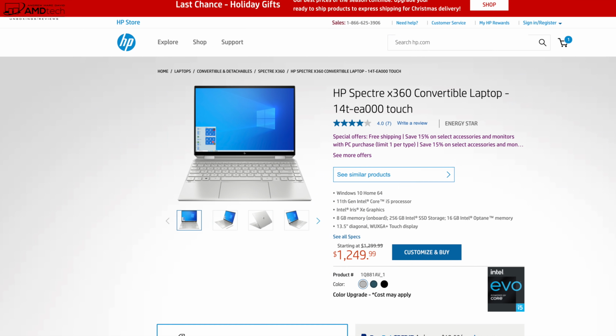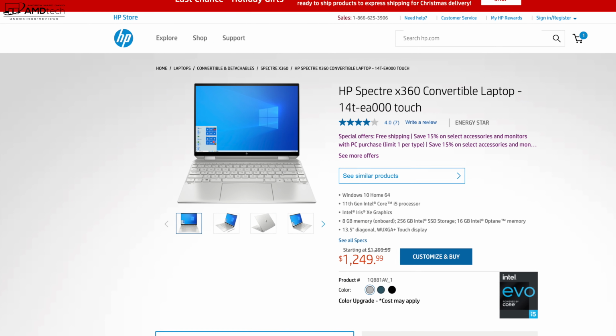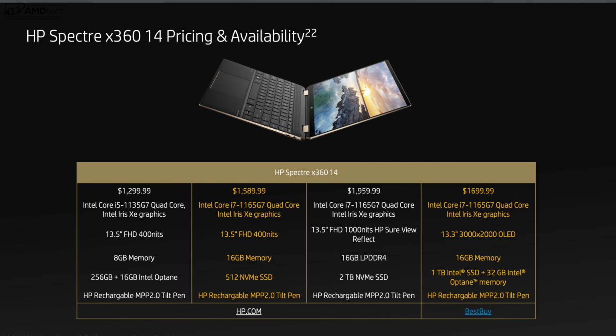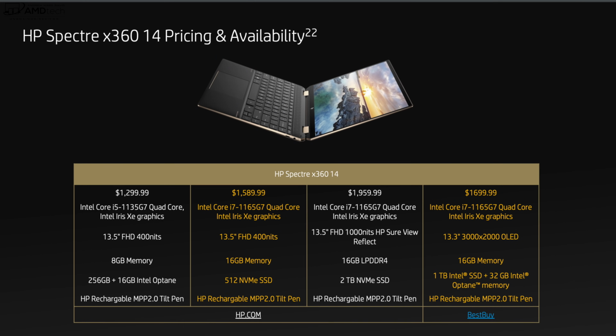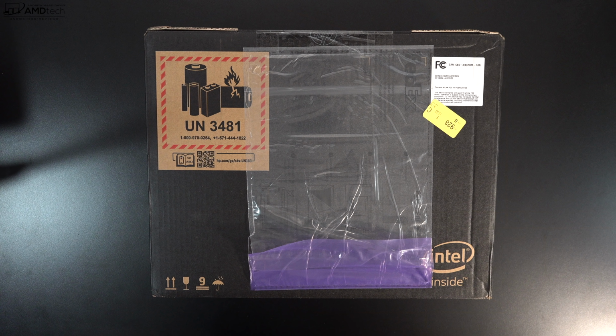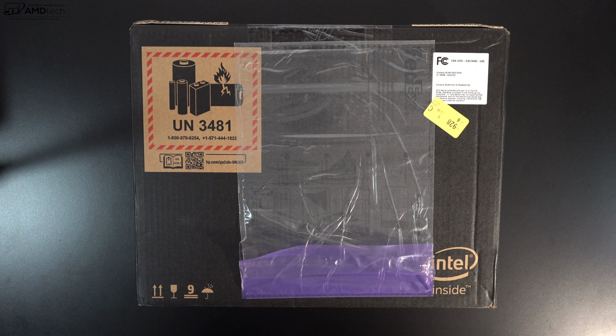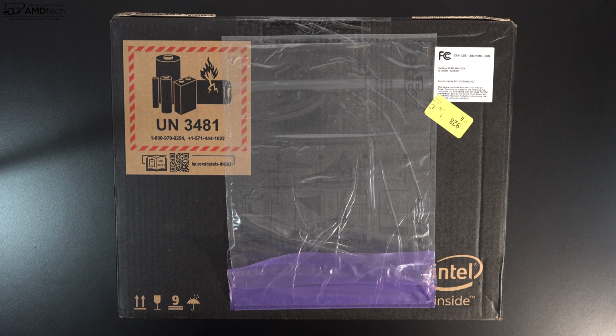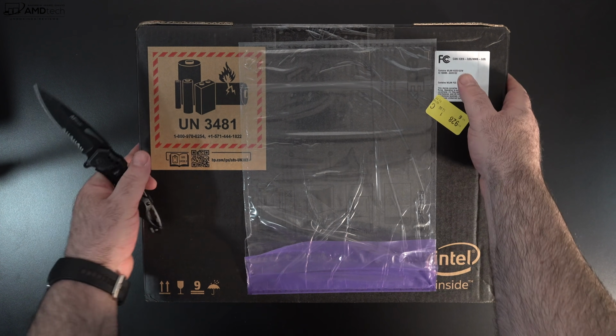Pricing for the Spectre x360 starts at $1,249.99. My review unit retails for $1,699.99. I'll put the link below for more information and where you can buy it. And with the specs and pricing out of the way, let's find out what you get inside the box. Let's open it up.